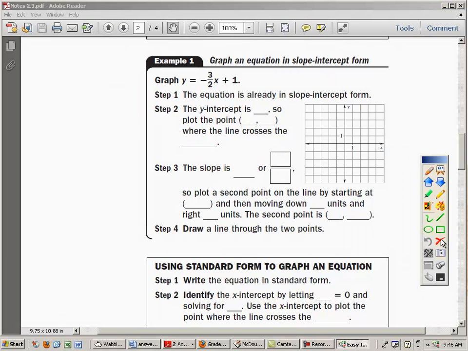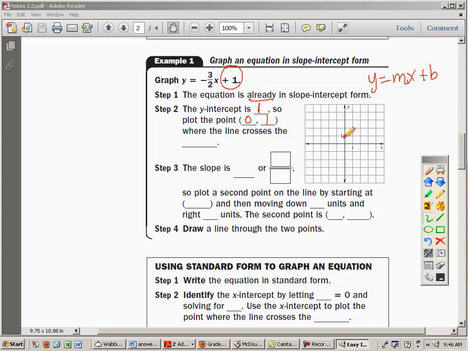All right, so we're graphing y equals negative 3/2 x plus 1. Step 1, the equation is already in slope-intercept form because it says y equals something times x plus b. Again, if it doesn't say that, we have to do some work first. So the first thing then is we want to identify our y-intercept. Our y-intercept is 1, or we're going to plot the point (0, 1), so we're going to start right there.